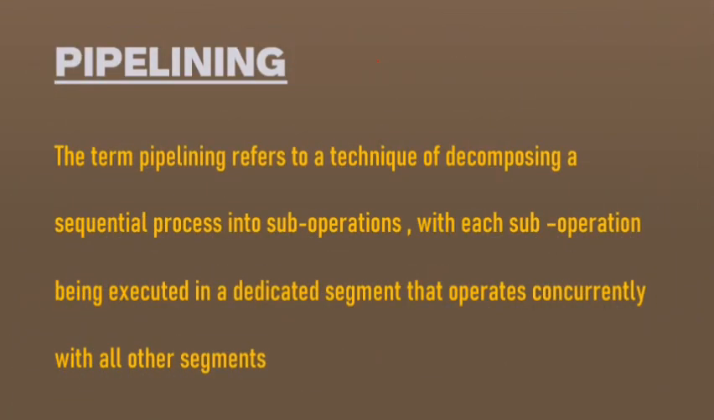Pipelining. Multiprocessor pipelining divides work into stages, with each processor handling a stage simultaneously. As one stage completes, the output feeds into the next processor, enabling parallel execution and enhancing overall system's efficiency.